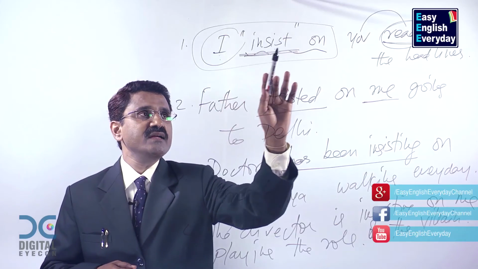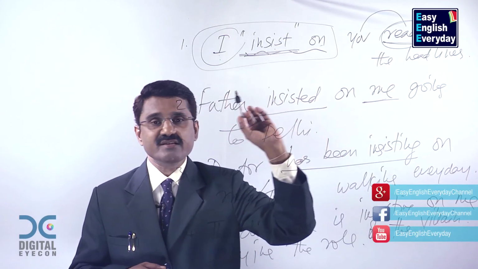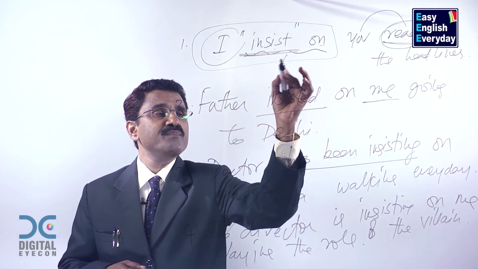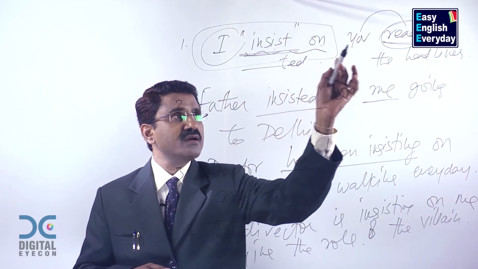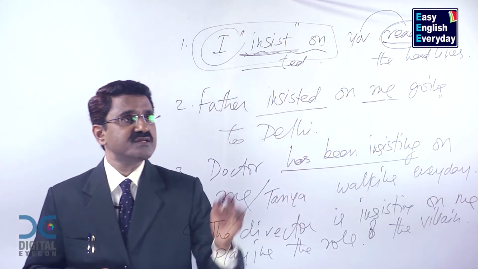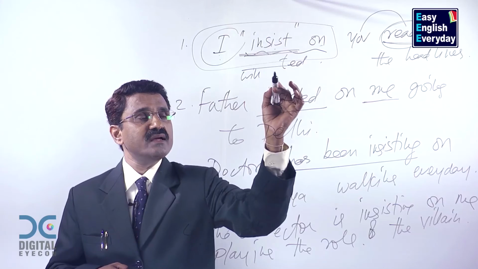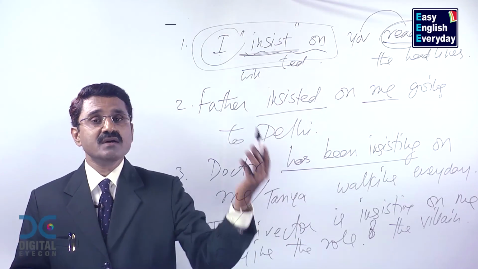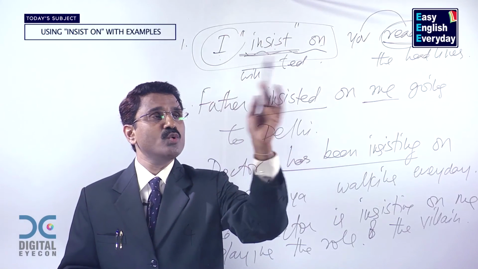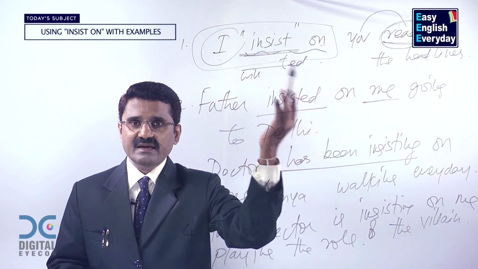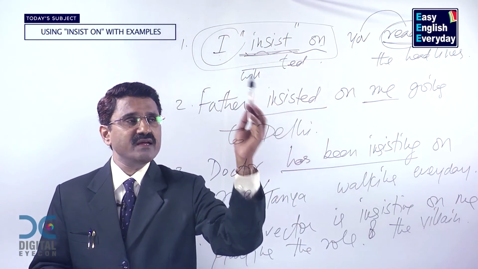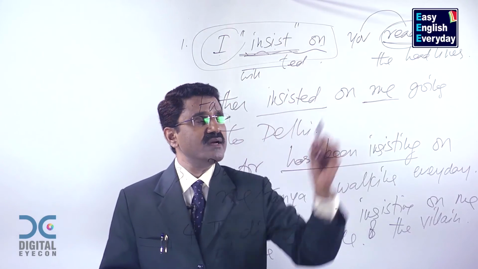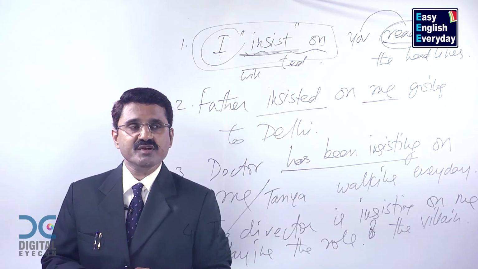Cross check. I insist on you reading the headlines, present tense. I insisted on you reading the headlines, past tense. I will insist on you reading the headlines, future tense. Now question forms. Do I insist on? Did I insist on? Will I insist on you reading the headlines? These are the question forms.